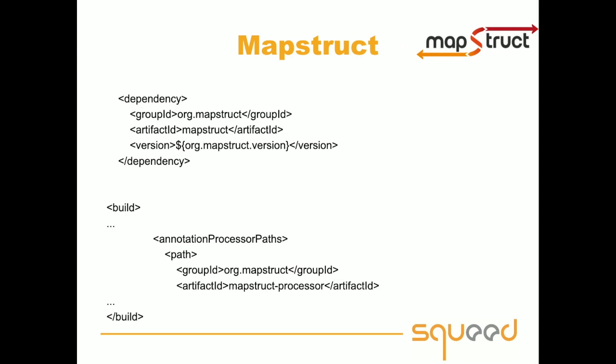And to use MapStruct, we need another dependency, and also we need to add in the Maven build something called annotation processor paths, because the annotations are actually compiled and generate new code, which I will show you as well later.